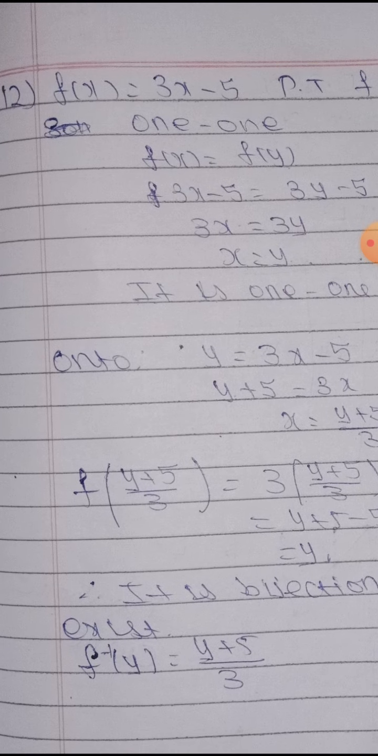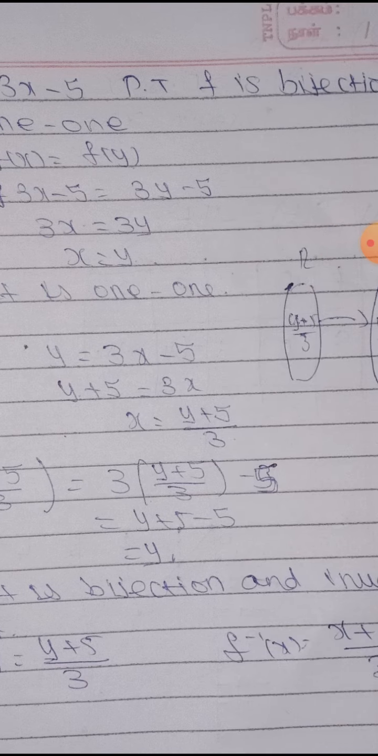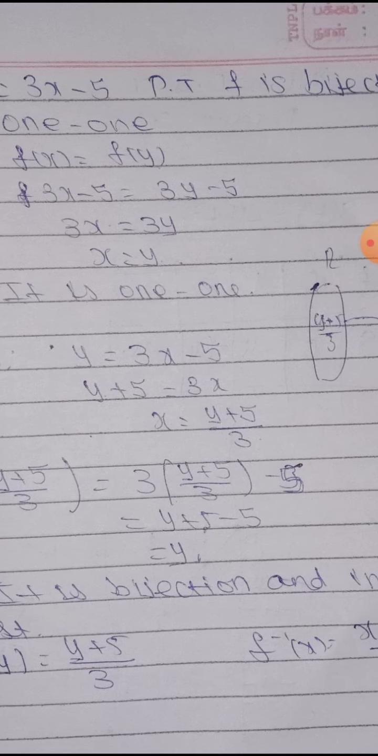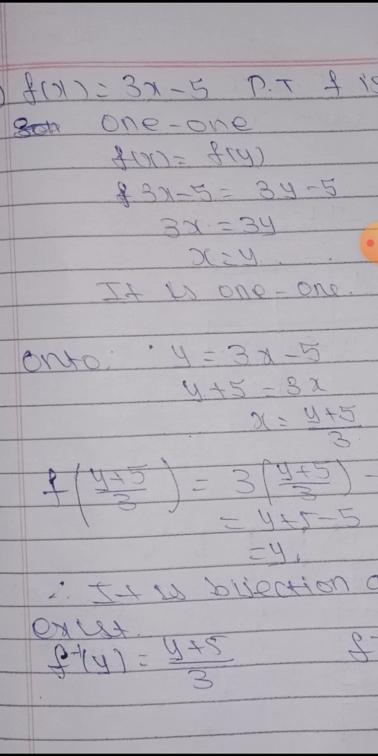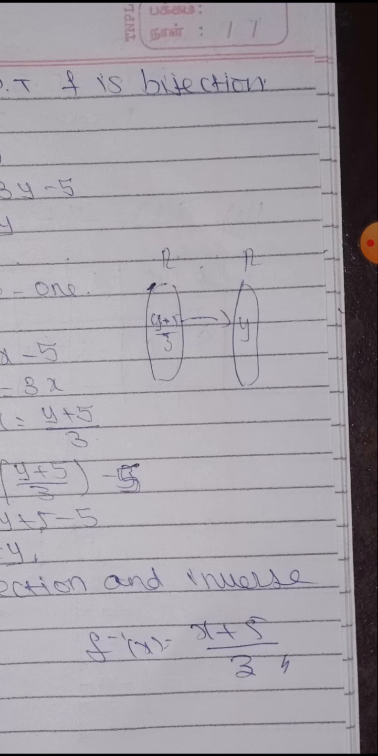So this is our inverse, f inverse of y is equal to y plus 5 by 3. And if you want to find the inverse in terms of x, just write x instead of y. So x plus 5 by 3, yeah, that is our inverse.